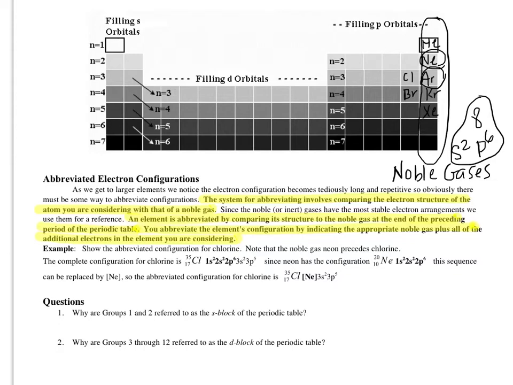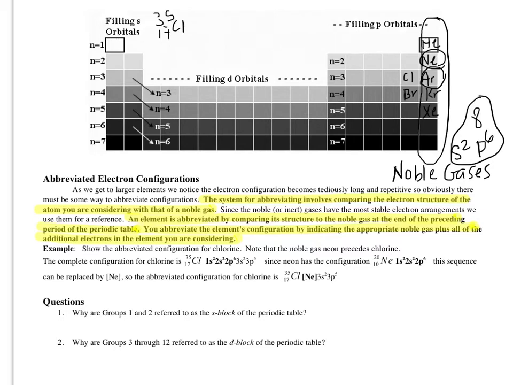All right, so what we're going to do when we go to write the electron configuration of chlorine is, we're going to write that its mass is 35 and its atomic number is 17. You can get those off the periodic table. We're going to write a little Cl.